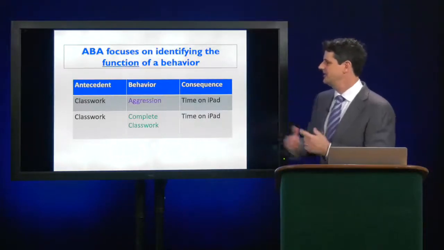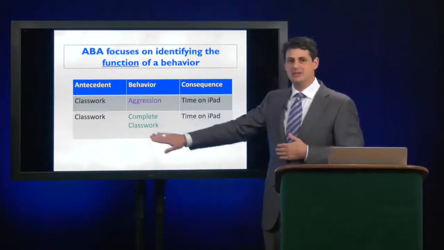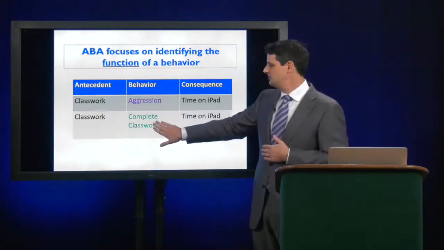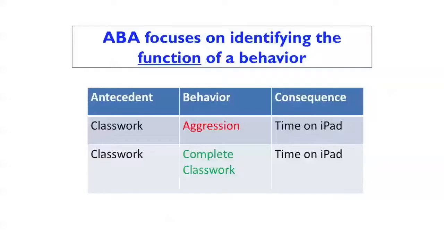Ideally, we could present the child with classwork, and then if a meaningful change is made, the child could complete the classwork and then get time on the iPad as a reward for completing that task. So that's the ABC, antecedent, behavior, and consequence.